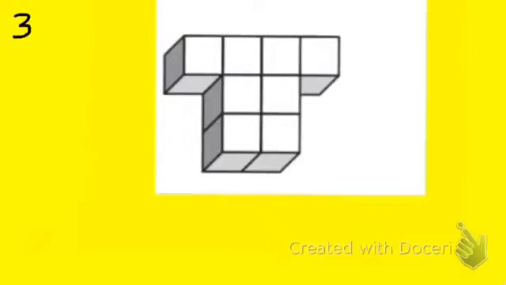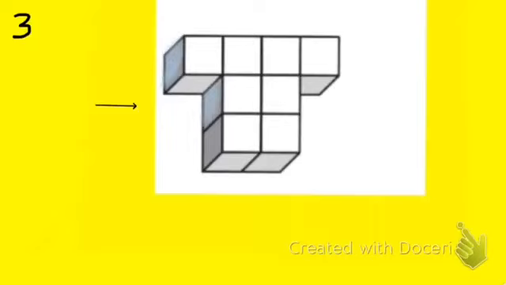Let's take a look at the figure in example number 3. How many unit cubes were used to make this figure? This figure is a little bit different because it shows you some different perspectives. I see that if I look at it from the side view, there's nothing on the right side, but there is a left side view. So we'd only be seeing straight on from that left side.